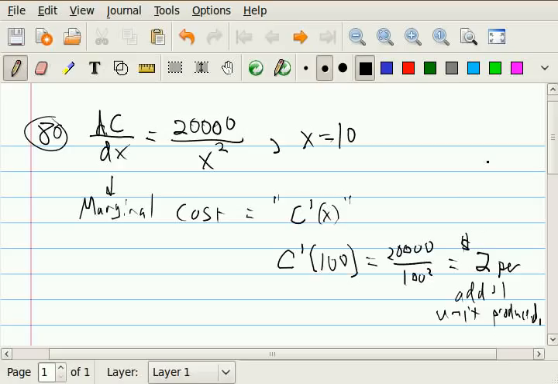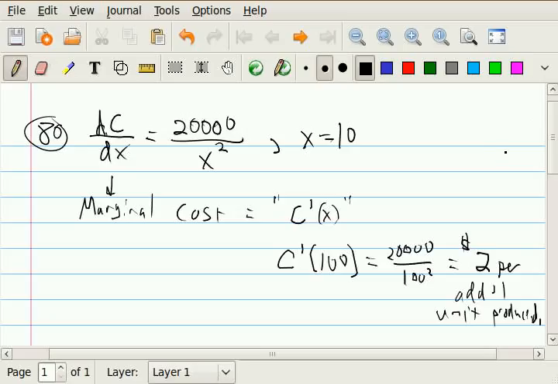So roughly, we're going to spend $2 to make that next unit, the 101st unit, when we are already producing 100. Now if we're producing 1,000,000 units, probably the additional cost for making the next unit is much smaller than this. That's the way businesses tend to work and operate. But the question they give is this.